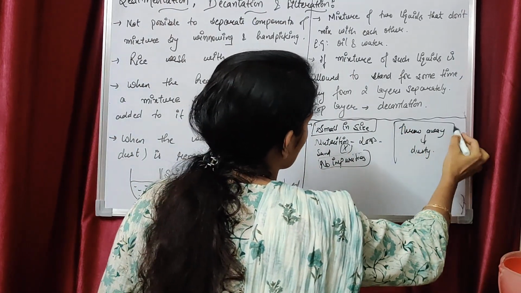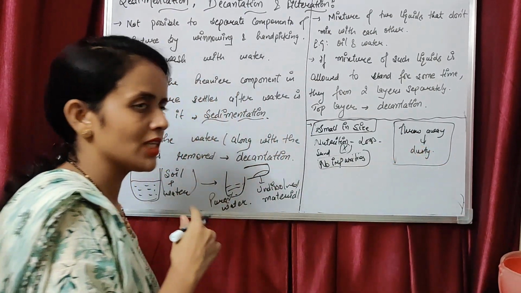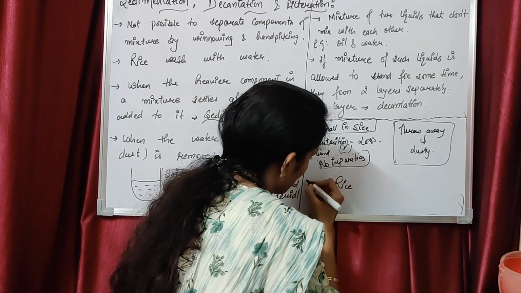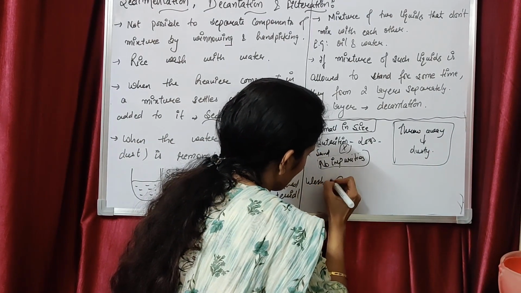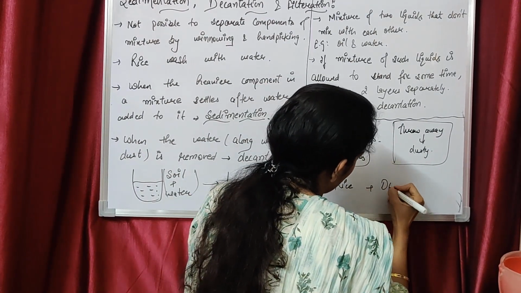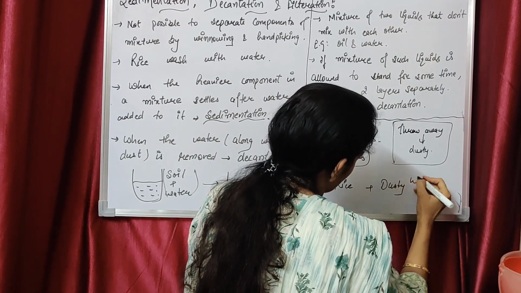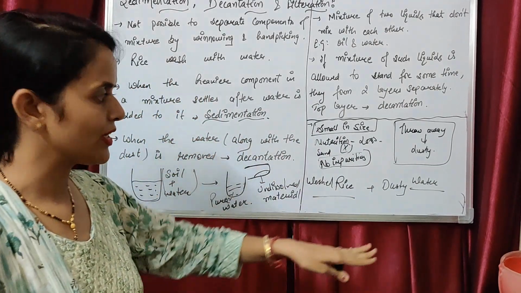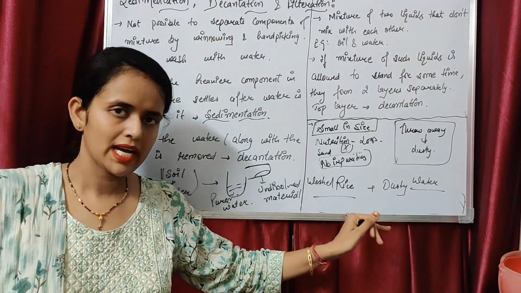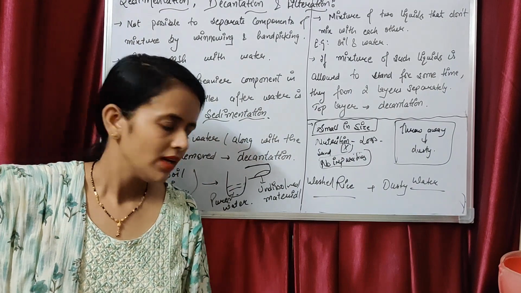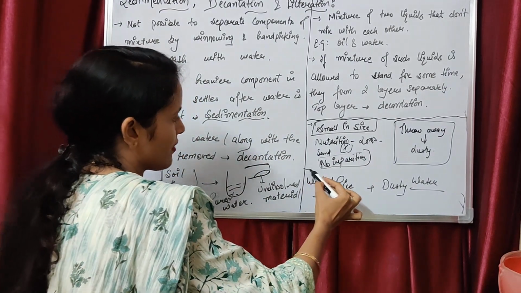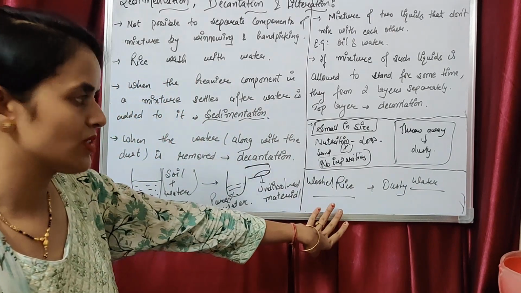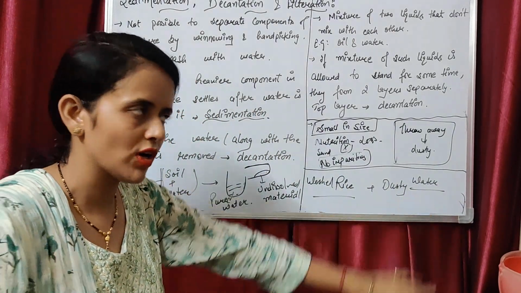And there become two parts. By doing this process, there are two parts. Firstly, the rice which is washed, and second, the water which is dusty. We will be left with two parts: first is washed rice and second is dusty water. Clear? If we wash our rice with water, we will be left with these two parts.